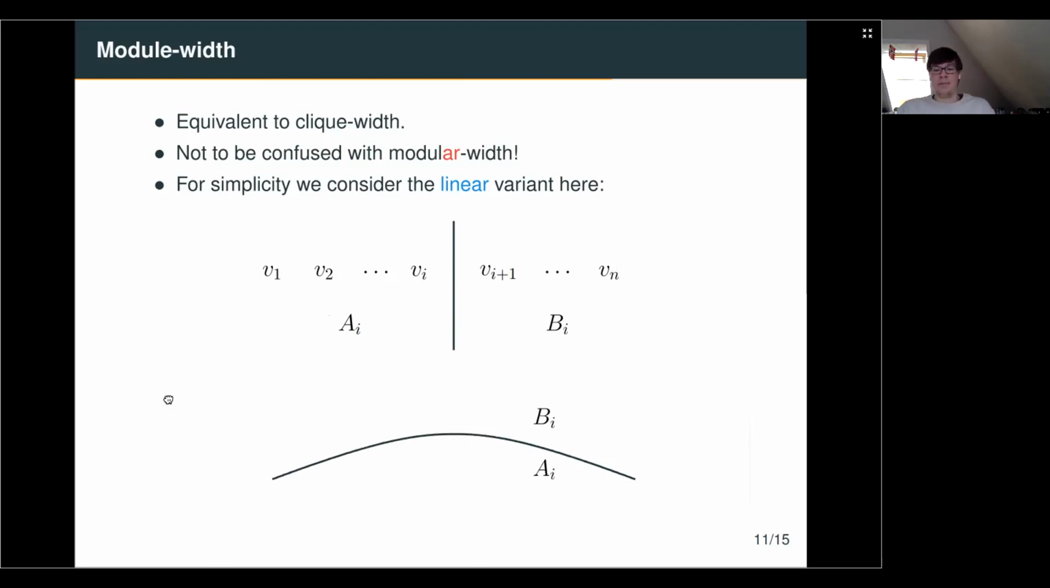And then the crucial property of module width is the following. We have an equivalence relation on the vertices in A_i according to their neighborhood in B_i. So we partition the vertices in A_i into these equivalence classes, where whenever two vertices are in the same equivalence class, we know they have the exact same neighbors in B_i.